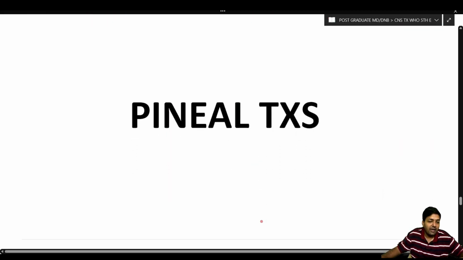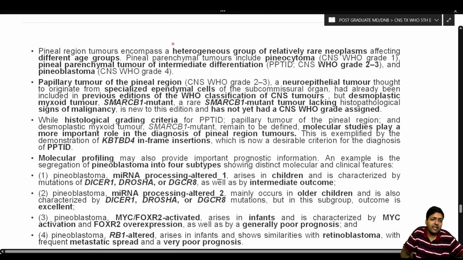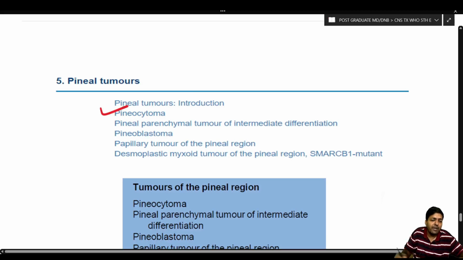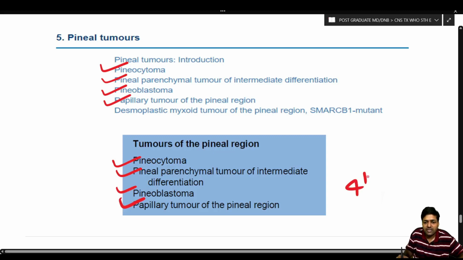Now we will discuss something about the pineal tumors. Pineal tumors encompass a heterogeneous group of relatively very rare neoplasms affecting different age groups. So there are different entities over here. You can see there is a pineocytoma, pineal parenchymal tumor of intermediate differentiation, pineoblastoma, papillary tumor of pineal origin. Now, these tumors were also present in the 4th edition. So this is the 4th edition and this is the 5th edition.